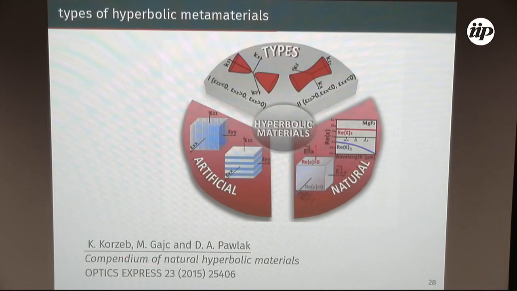So as the title of this article says, there are natural hyperbolic materials. Some appear in nature, or can be artificially made. Like, for example, we have a dielectric matrix with metallic rods crossing it, or layers of dielectric and metal piling up like that.